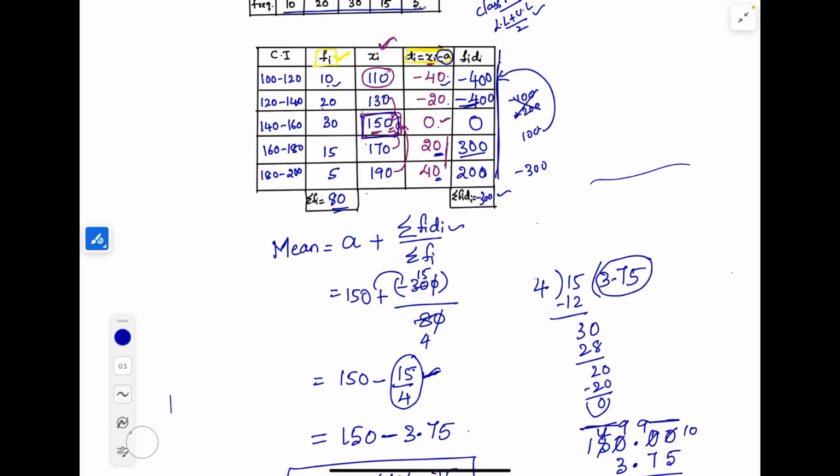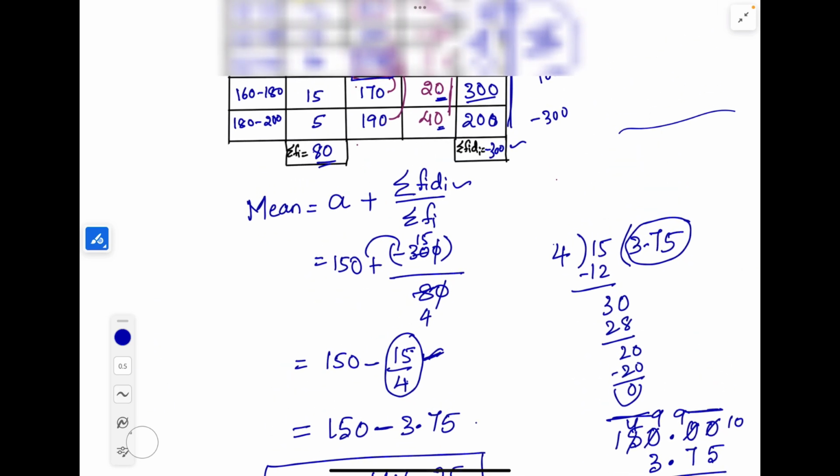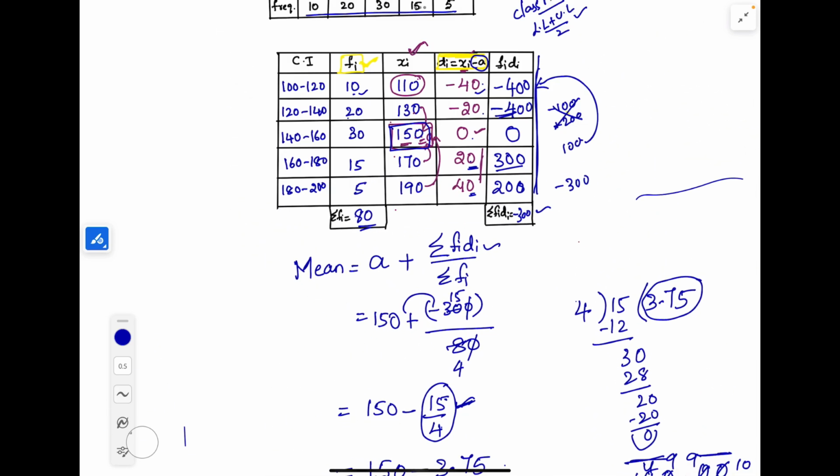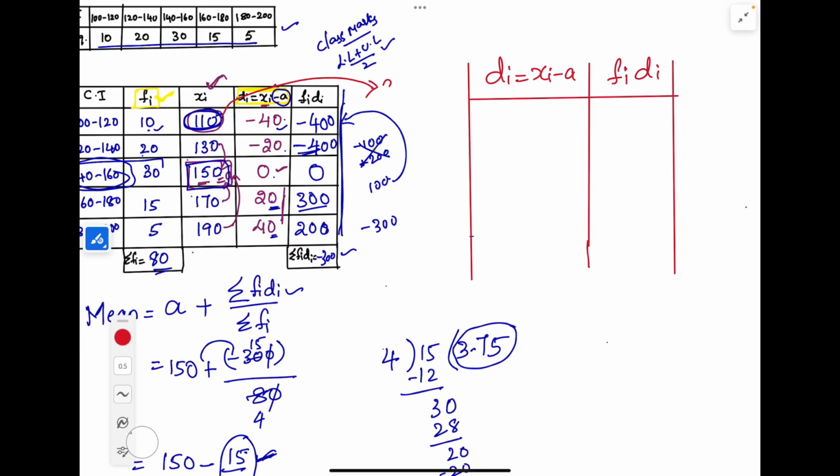In the previous video for the direct method also we have discussed: whenever you get the mean, you just observe the middle class interval. It will lie somewhere between that. 146.25 you got, so 146.25 will lie between this, right? Now let us take 110 as our A. So here Xi minus A. Xi is 110, 110 minus A. We have taken this as A. So 110 minus 110 is 0. First value we are getting 0.